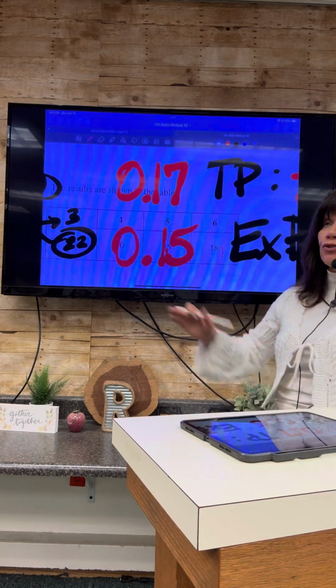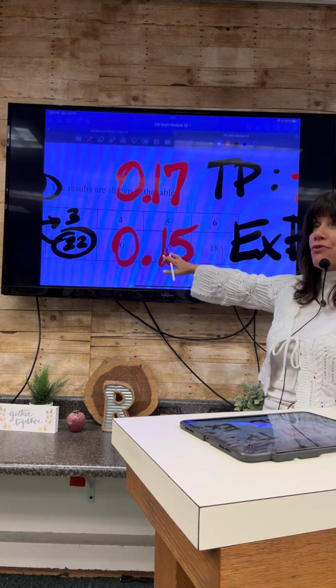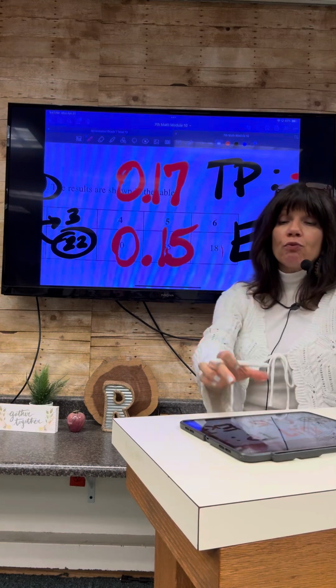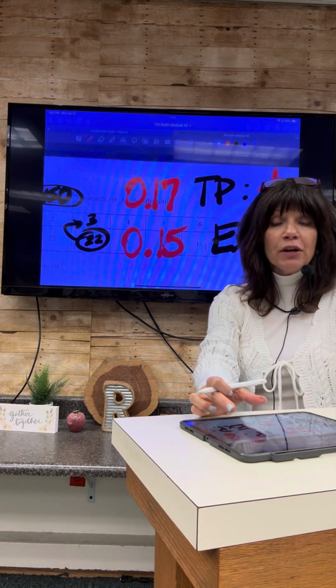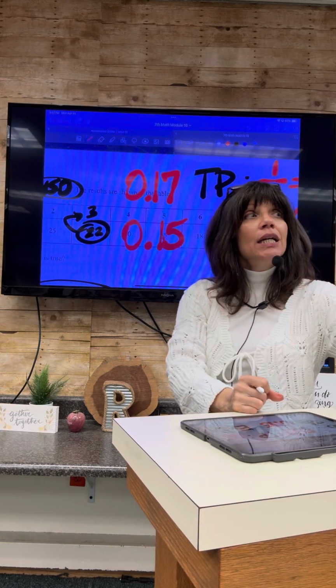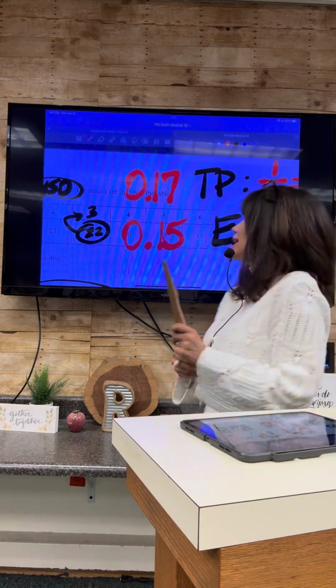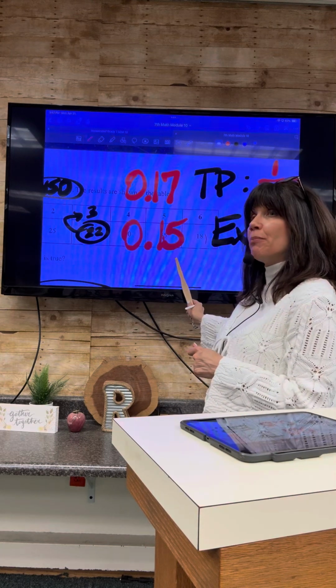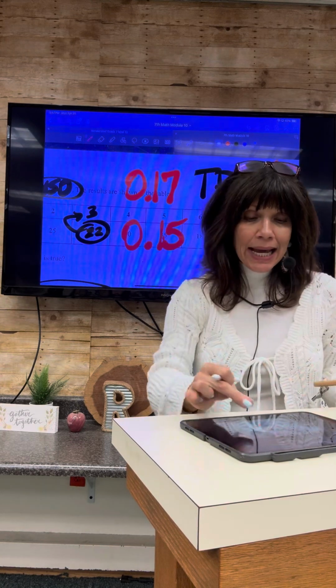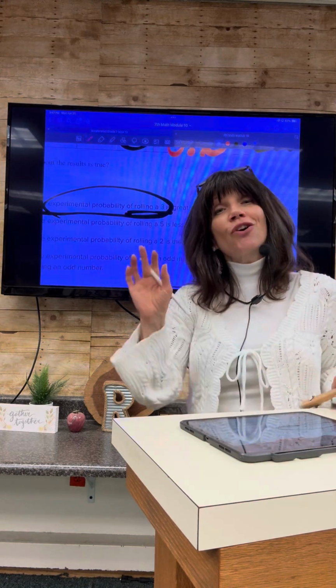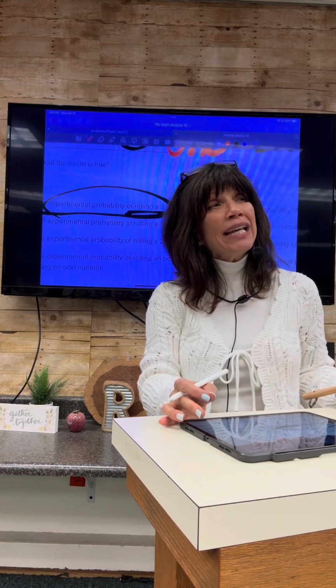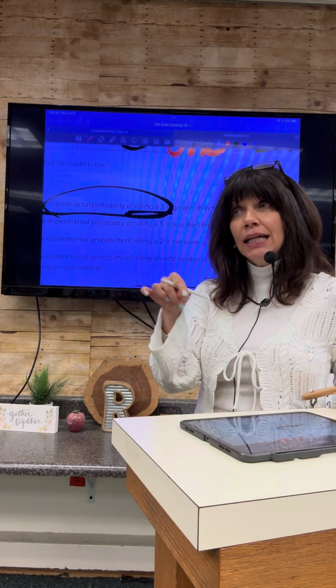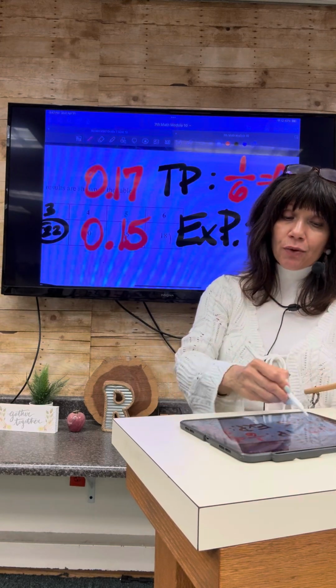Which is greater? Don't read the decimal because I know you know that, right? Is it the theoretical probability or the experimental probability? The theoretical probability is greater than the experimental probability. So when A says the experimental probability of rolling a 3 is greater than the theoretical probability of rolling a 3, will you pick it or will you not pick it? You will not pick it because the experimental was not greater, was it?